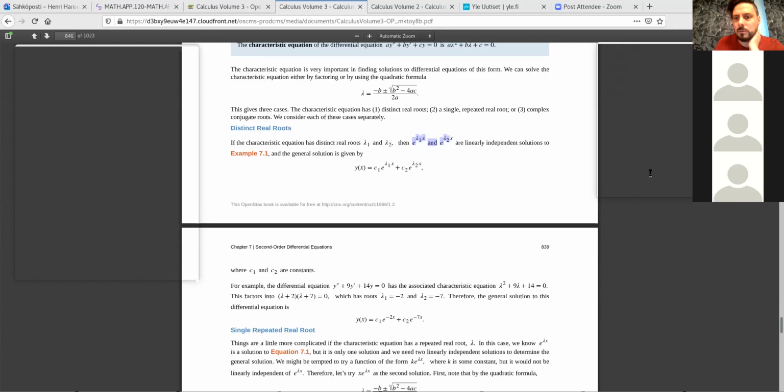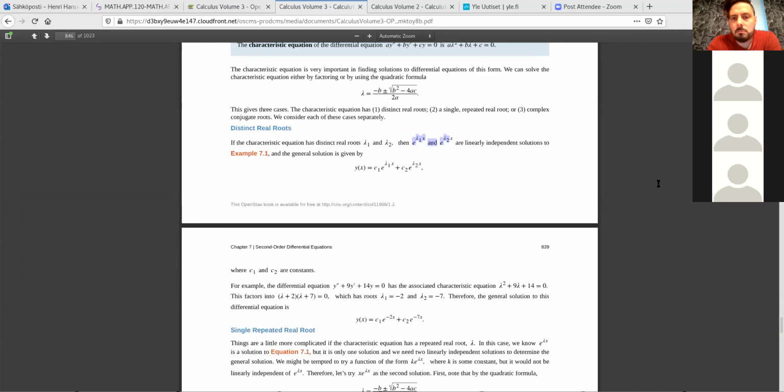What I wrote in the chat window is actually a proof of that: if we have this e to the Lx, and L is a zero of this characteristic polynomial, then e to the Lx is a solution of the original homogeneous differential equation.